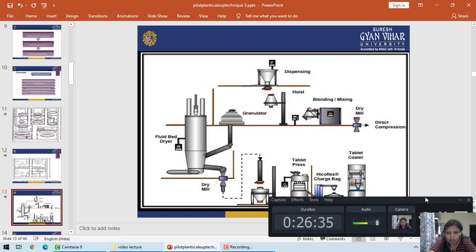Here you can see the diagrammatic representation of this. This is the tablet coater. Here the direct compression, then dry milling, blending and mixing, which we have discussed earlier. Here it is shown in diagrammatic form. The hoist is there, the dispensing is there, then there is a granulator, fluidized bed dryer, then dry milling, after that tablet compression, then charge bag, then lastly the tablet coater is there. So here the similar thing is there, but just represented by the diagram.